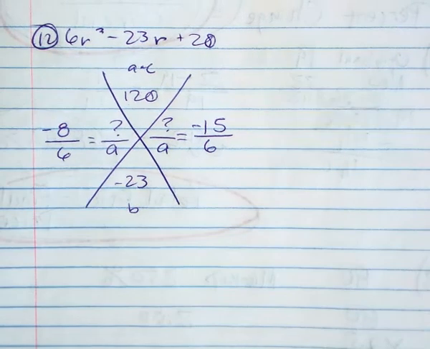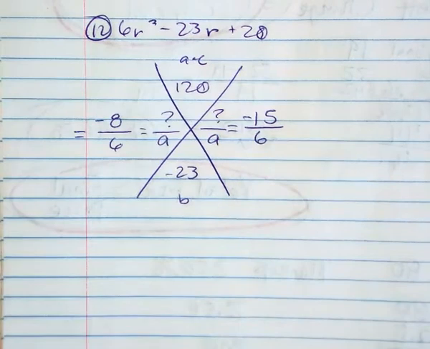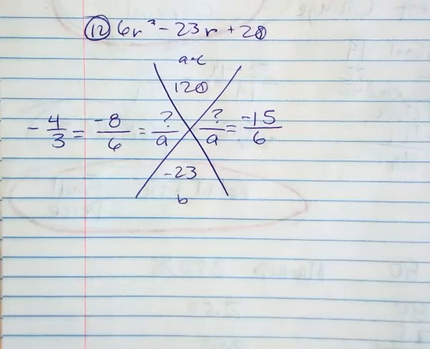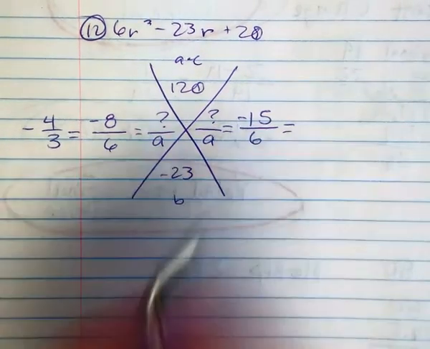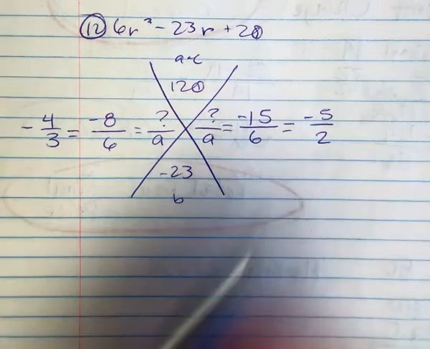But both of these can be reduced. So let's go ahead and do that. Let me move it over so we have room for that. Negative 8 over 6 would reduce to make a negative 4 over 3. Negative 15 over 6, 3 goes into both of these, so negative 5 over 2.